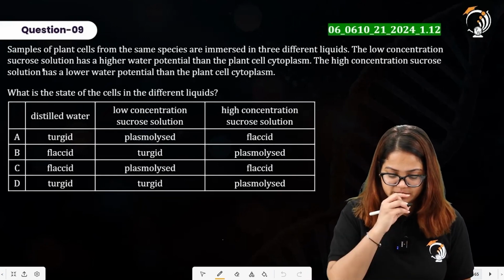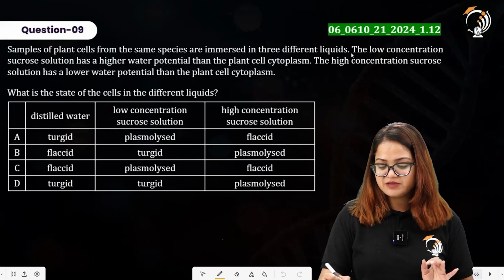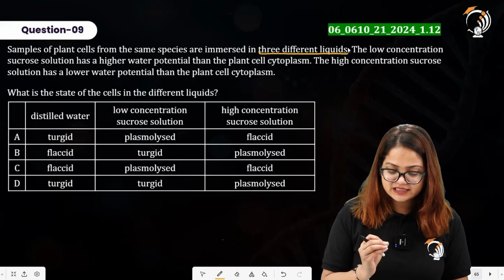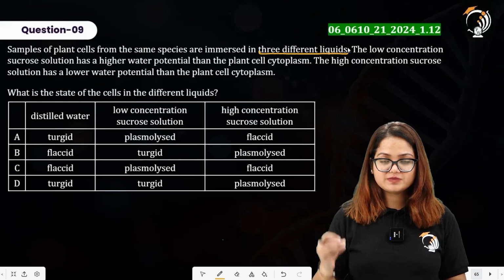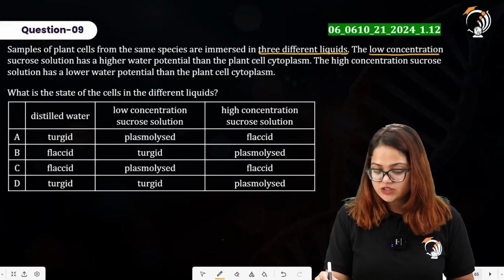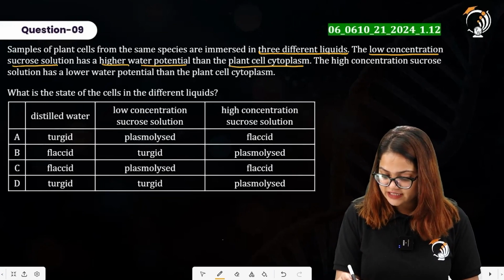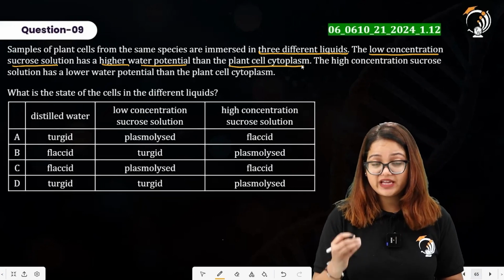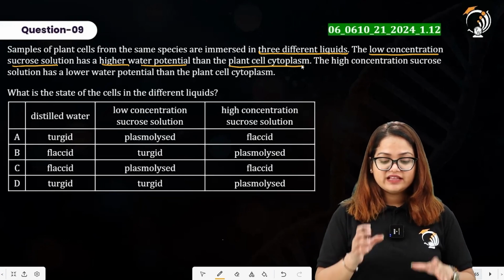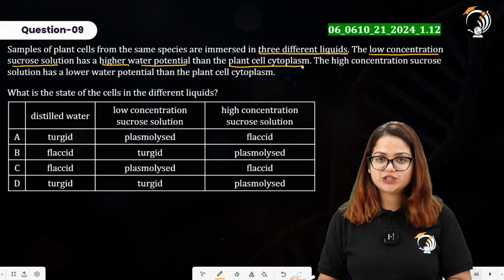Alright. Question number 9 says samples of plant cells from the same species are immersed in 3 different liquids. The low concentration sucrose solution has a higher water potential than the plant cell cytoplasm. If we keep the plant cell in a low concentration sucrose solution, that means it has a higher water potential in comparison to the plant cell cytoplasm.